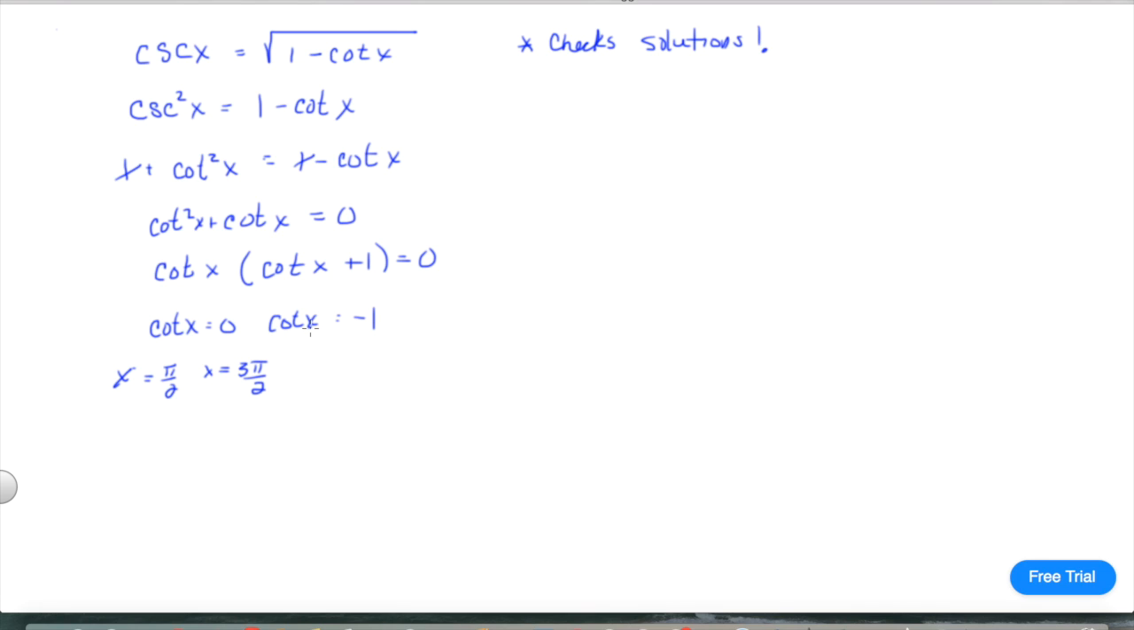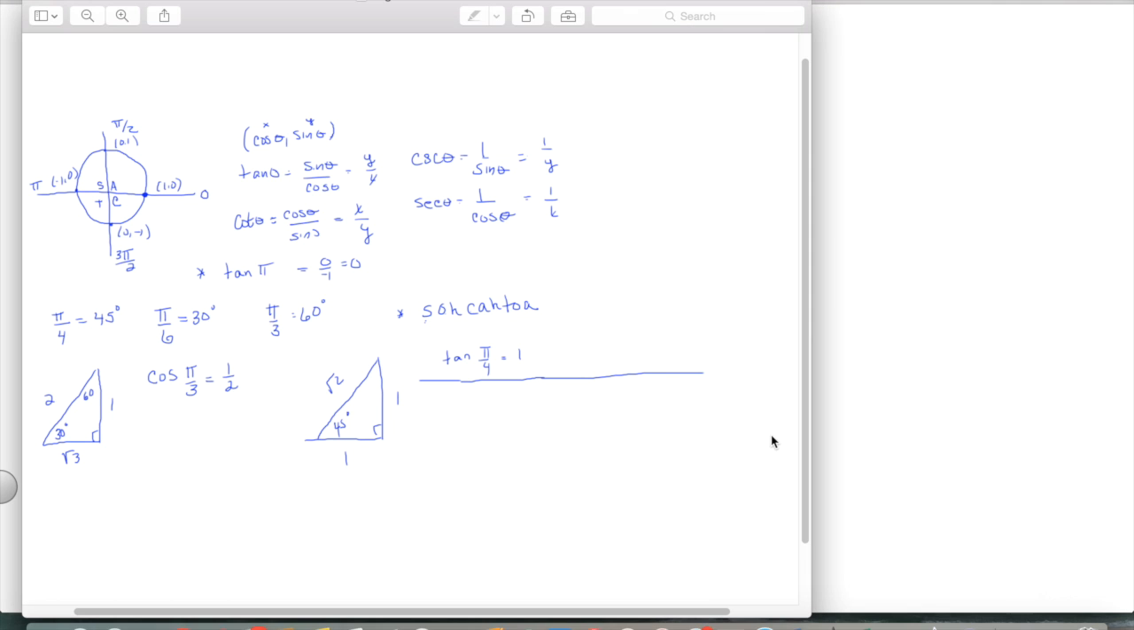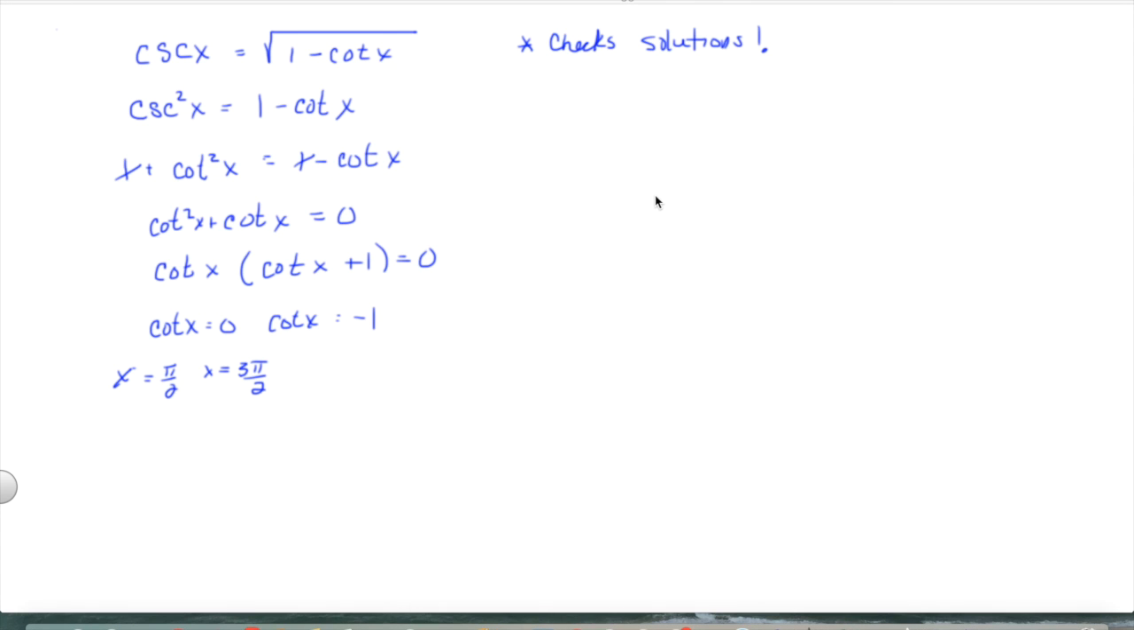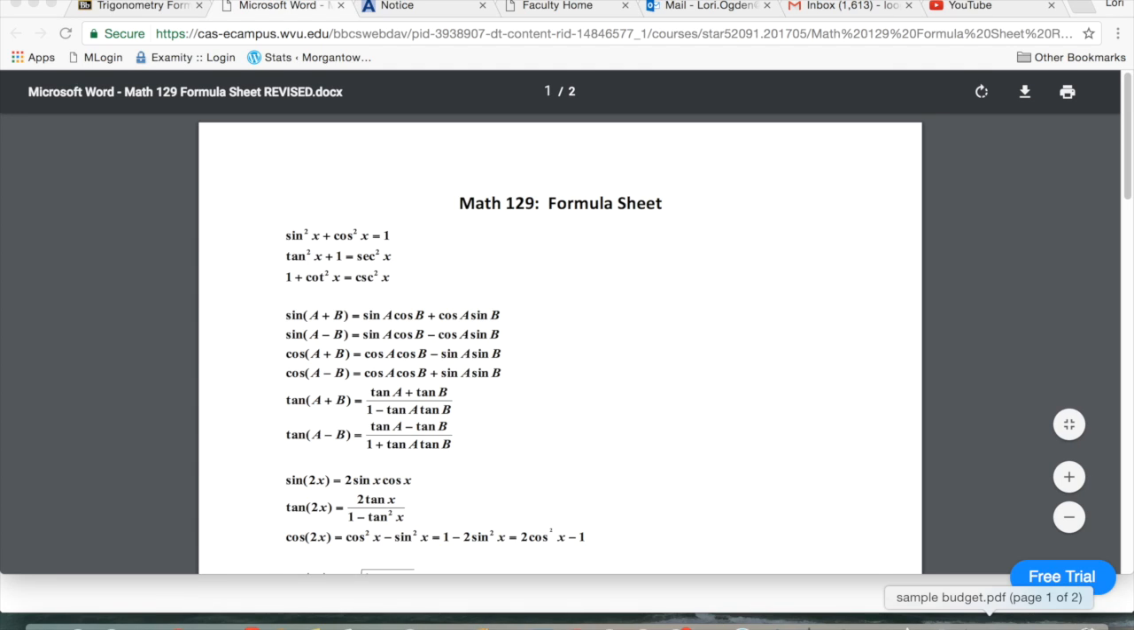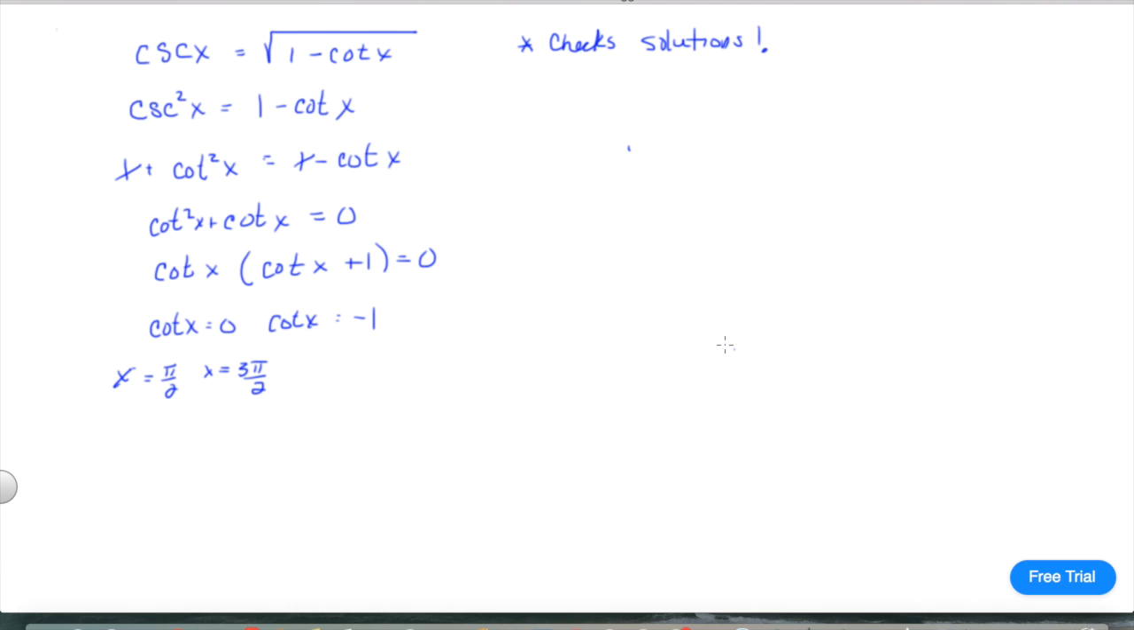Now when is cotangent x equal to negative 1? Okay, well, I know, again thinking cheat sheet, that both tangent and cotangent of pi over 4 are going to be 1. So since it's negative 1, I'm going to have to think about when cotangent is negative. Well, it's going to be negative the same places that tangent is negative. So it's negative in this quadrant and in this quadrant.